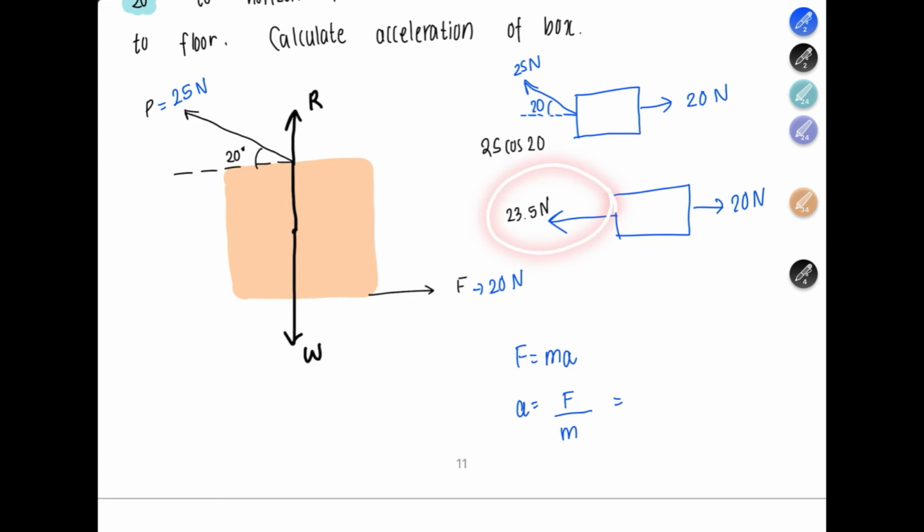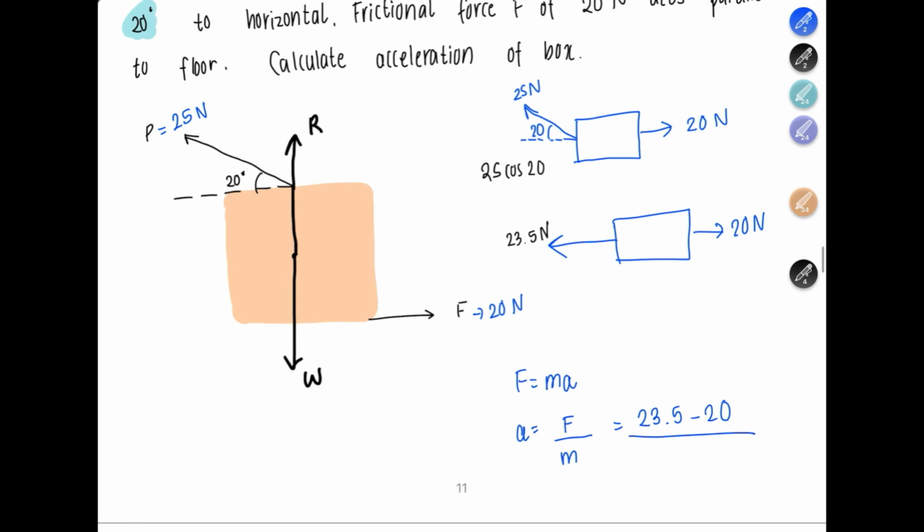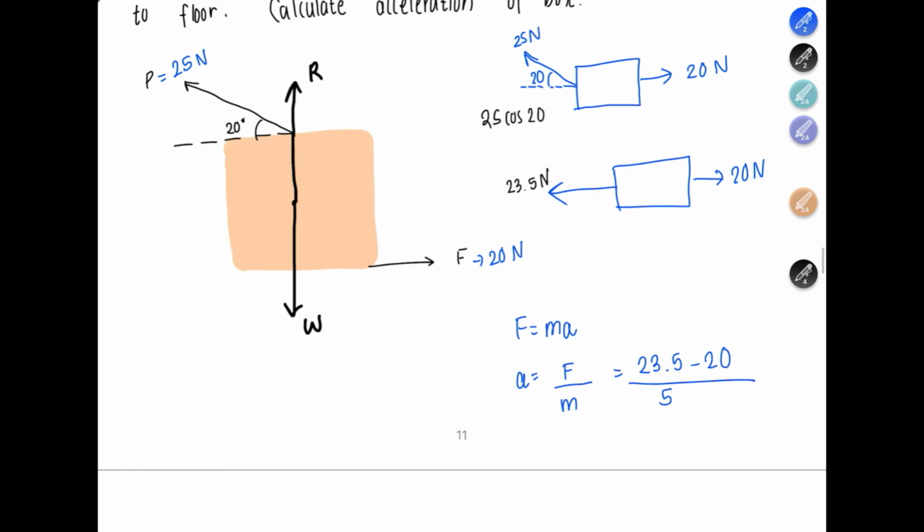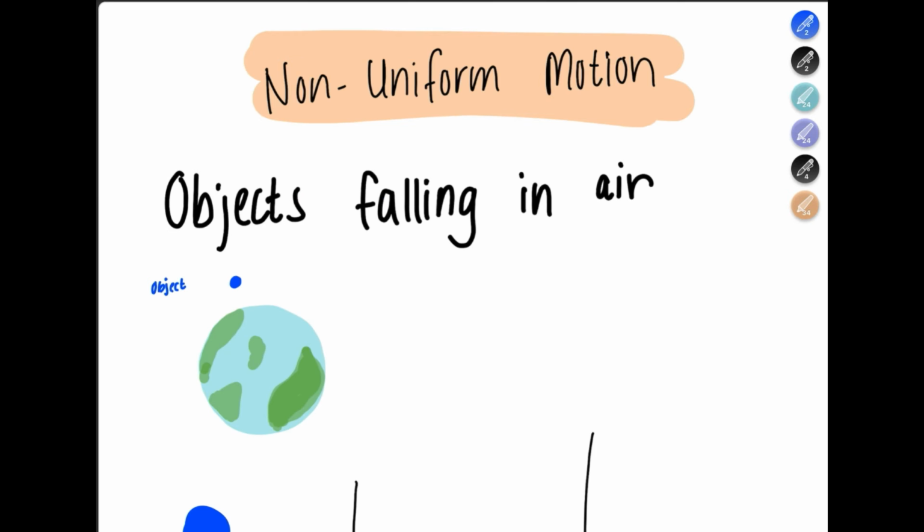You have to subtract both of them because they're in opposite direction, right? So this is going to be 23.5 minus 20 divided by the mass. The mass is 5 kilograms, so divide this by 5, and the answer is going to be 0.770 meter per second square, two significant figures. This is your value.